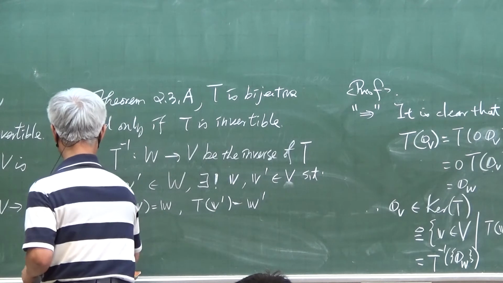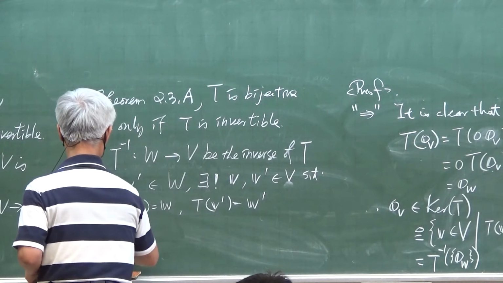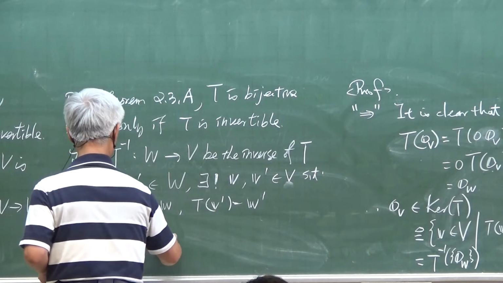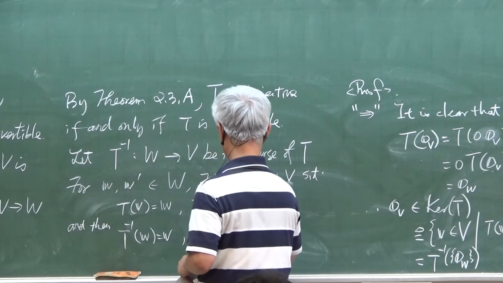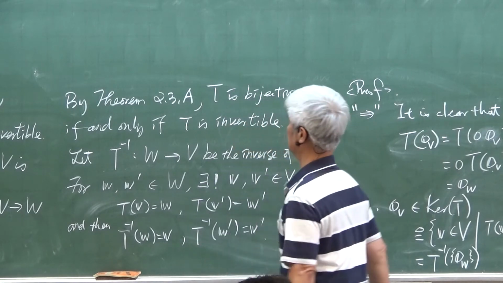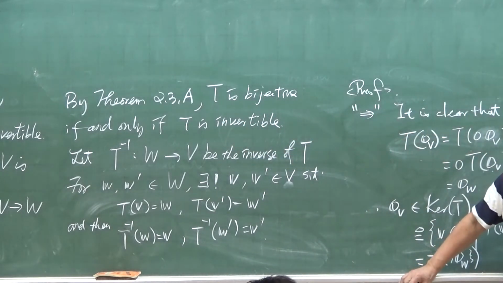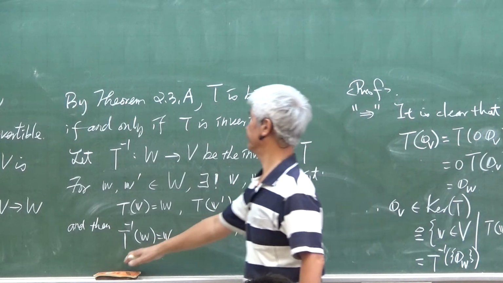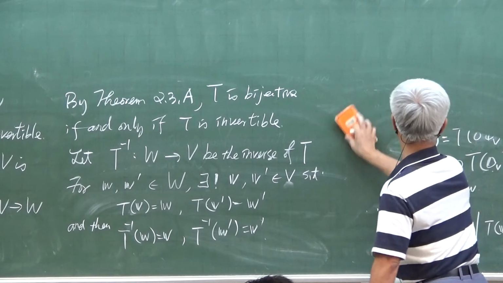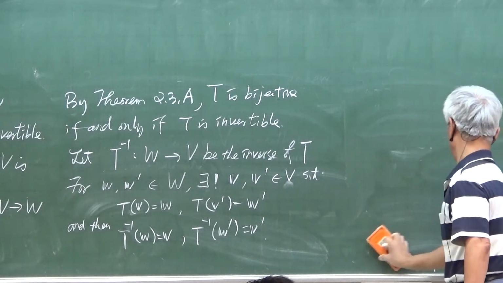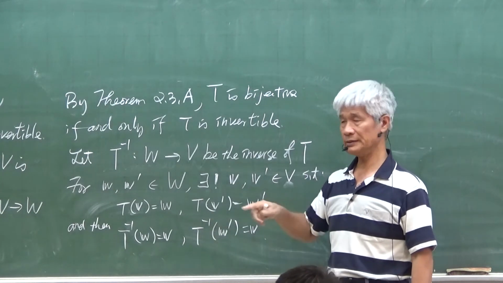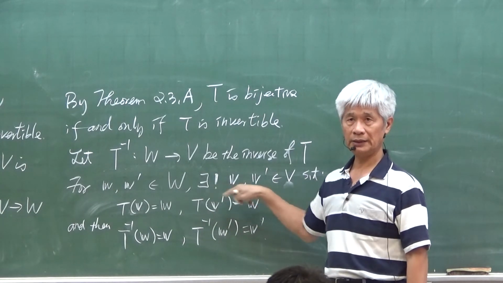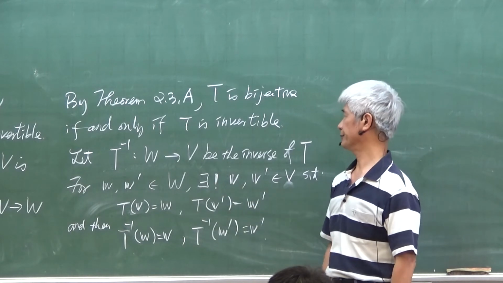And then T inverse of W is equal to V. T inverse of W prime is equal to V prime. Right, so that situation, because T is a bijection. Okay, so we have that. Alright, so there exists unique, the very important existence and uniqueness. Okay? Exists and unique.